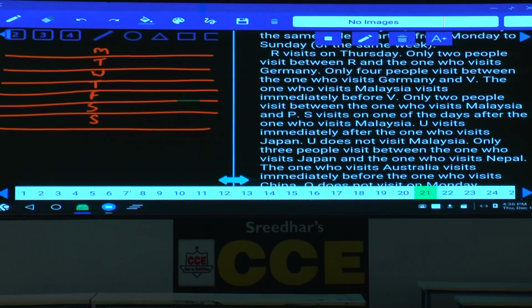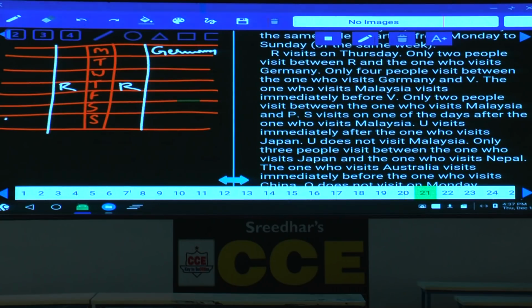Friday, Saturday and Sunday. Then condition number 1: R visits on Thursday, that is clearly given, hence R will be here. Only 2 people visit between R and the one who visits Germany. How many possibilities? We have 2 possibilities. Only 2 people between R and Germany, and the person who visited Germany is on Monday, that is one possibility. Then what is the other possibility? If R is here, that person can be on Sunday, because there are 2 in between and R is on Thursday.